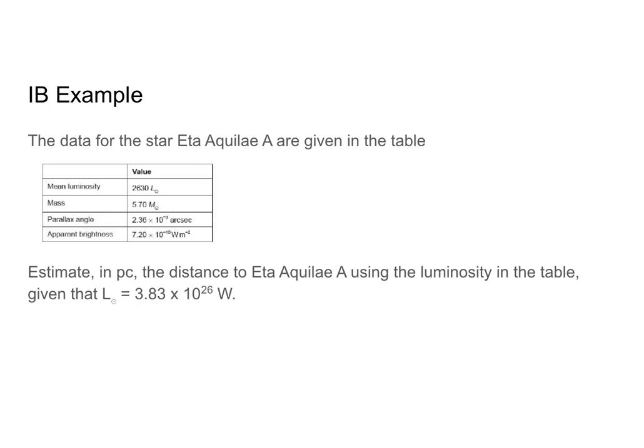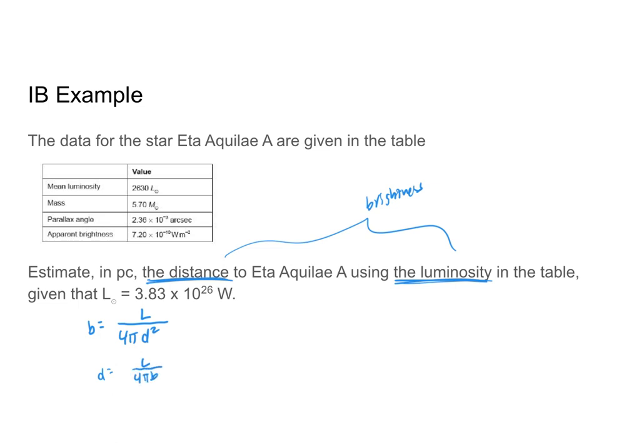So we know that brightness is equal to luminosity divided by 4 pi times distance squared. And the reason I know to use this equation is this is asking me for distance, and it's giving me luminosity, and I know that the equation that relates luminosity and distance is my equation for brightness. So what I'm going to do first is get distance by itself. And when I do that, I get that distance is equal to luminosity divided by 4 pi times brightness, and the square root of that whole fun thing.